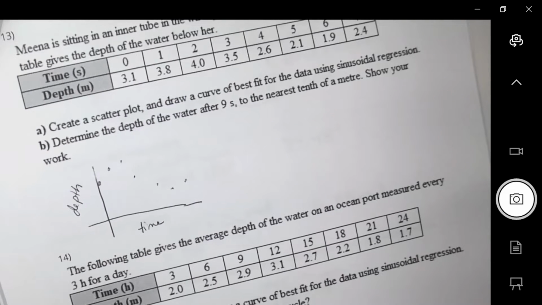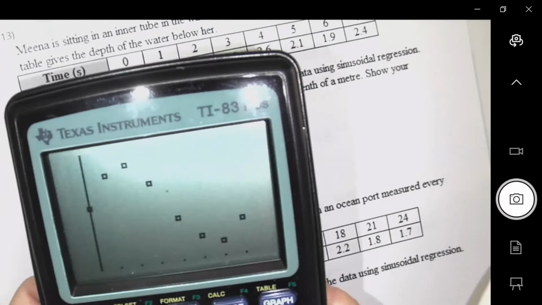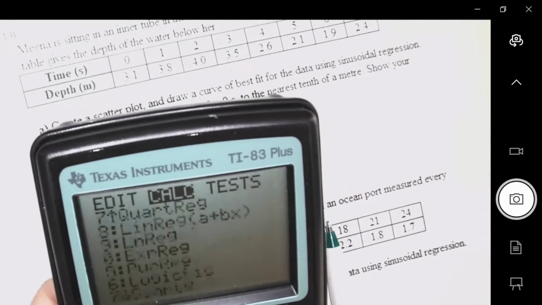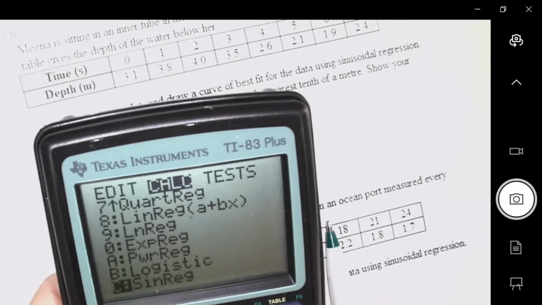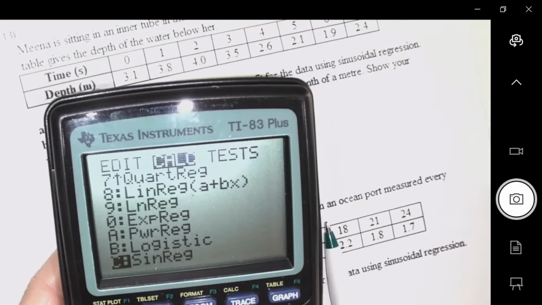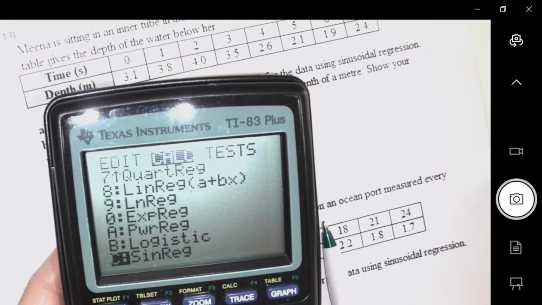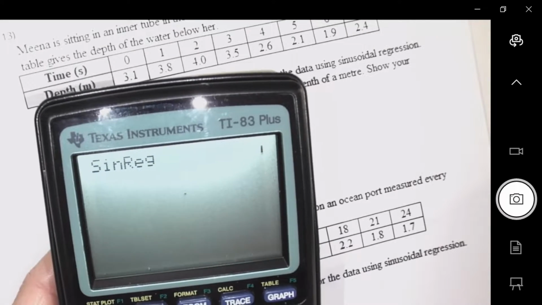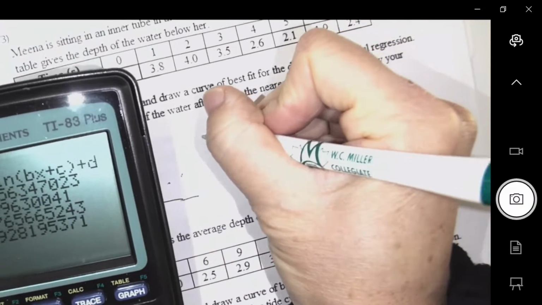Okay, so now I'm going to get an equation. So stat calculate. Remember, I use the up arrow because that helps me get all the way to the bottom faster. Sine regression. So the calculator only does this with radians.